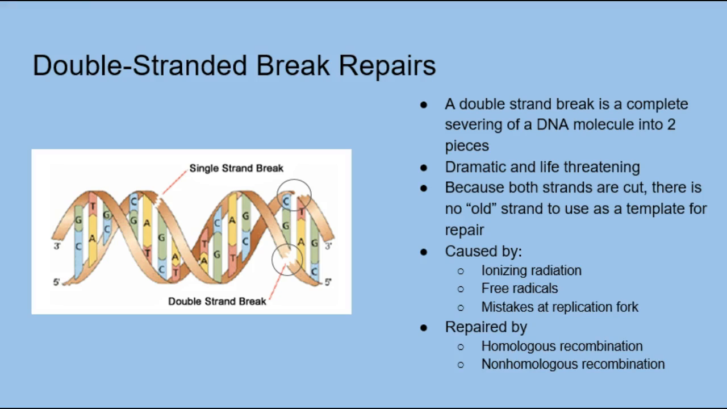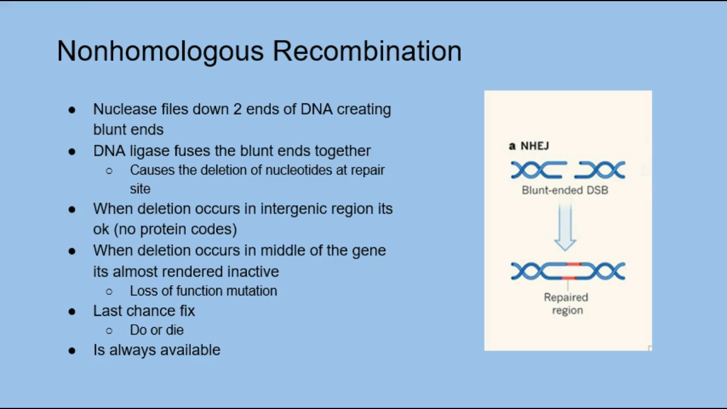There are two ways to repair double-stranded breaks. One is homologous recombination, and one is non-homologous recombination. Non-homologous recombination is when a nuclease is used to file down the two ends of DNA, creating blunt ends. DNA ligase is then used to fuse the blunt ends together, which causes a deletion of nucleotides at the repair site.